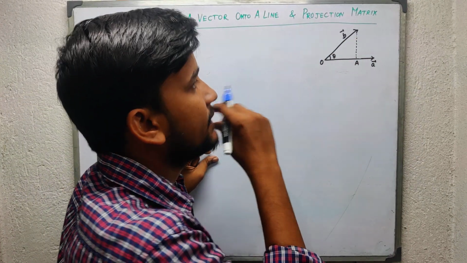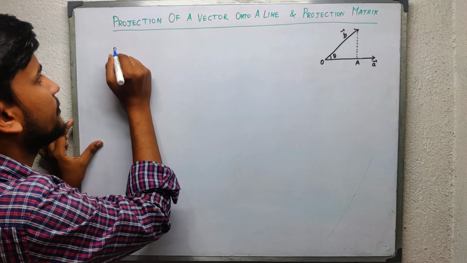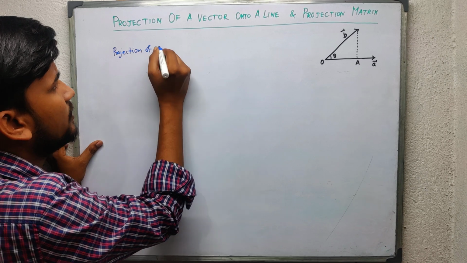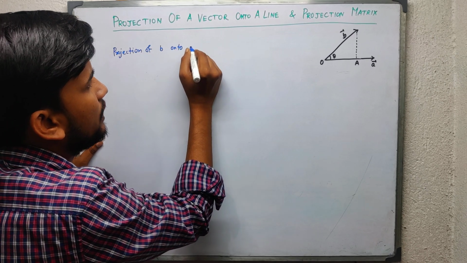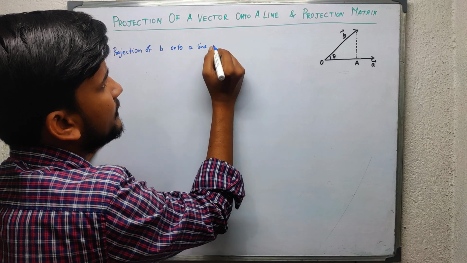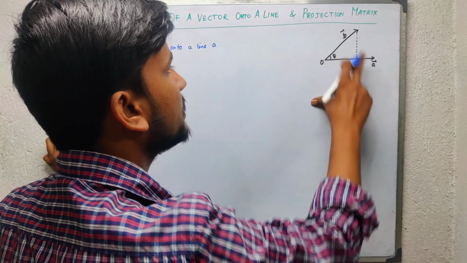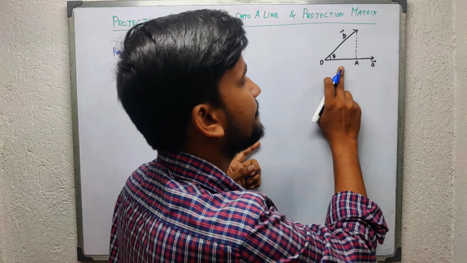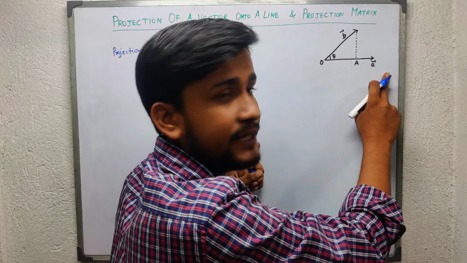Look, here the projection of a vector. So if we find the projection of this vector b onto a line a, that is, we have to find the projection of this b vector onto a line along a. That means basically we have to find the image of this b vector along this direction a.